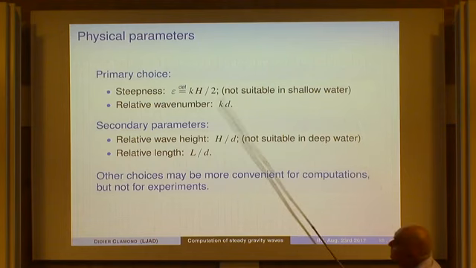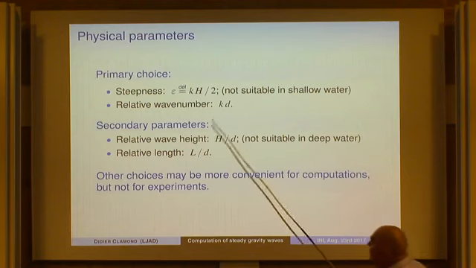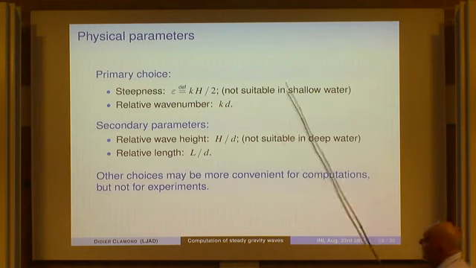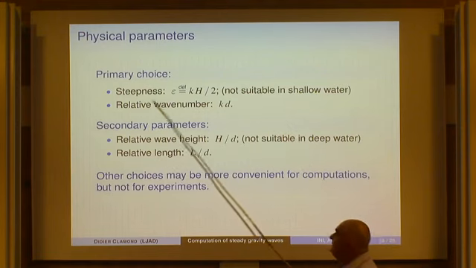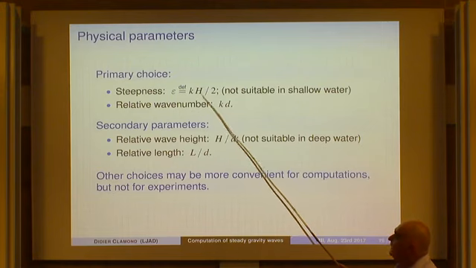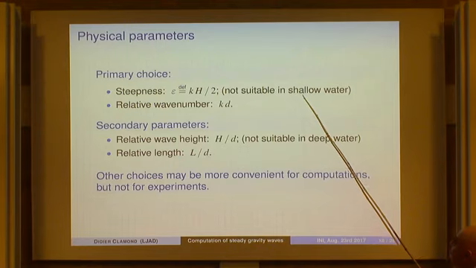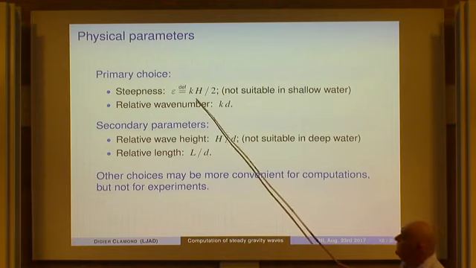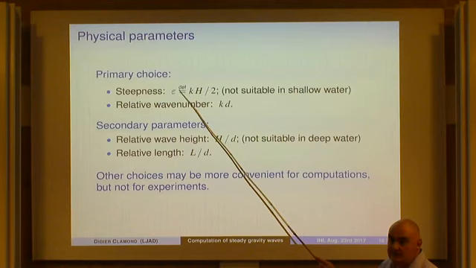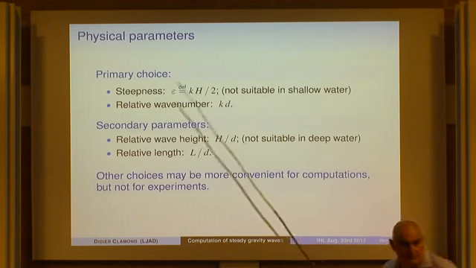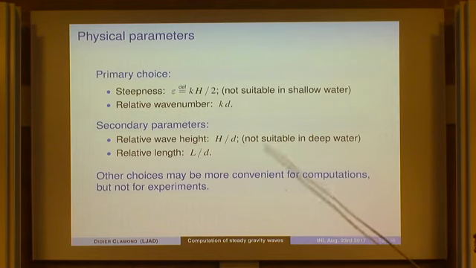So first, before I show you the result, I have to define the parameters. Normally physicists like to define a wave by the steepness, that is half the total wave height multiplied by the wave number. But this parameter is not suitable in shallow water. In particular, if you take a solitary wave, k is 0, so epsilon is 0 for all solitary waves. So it's a good parameter in deep water, but it's not a good parameter for long waves.